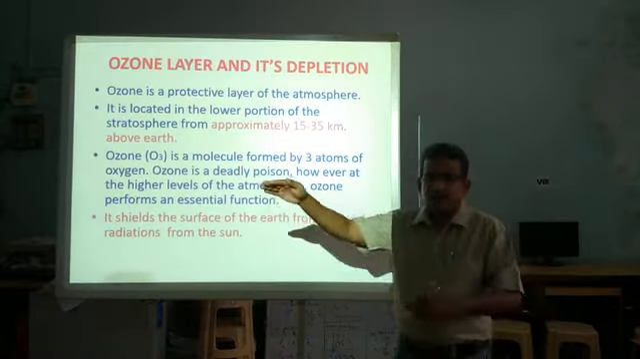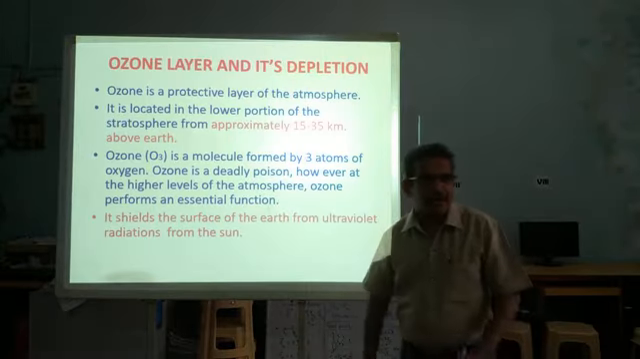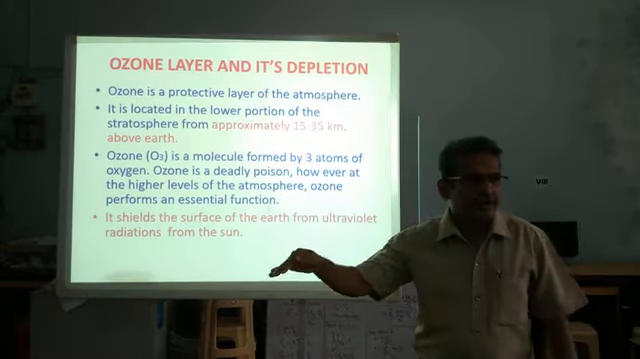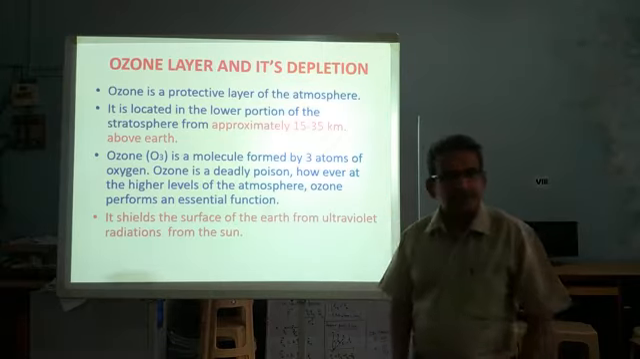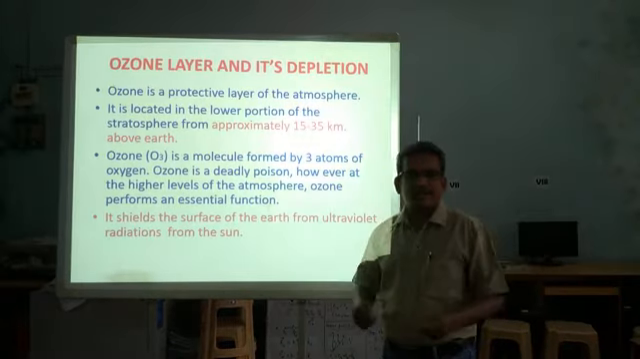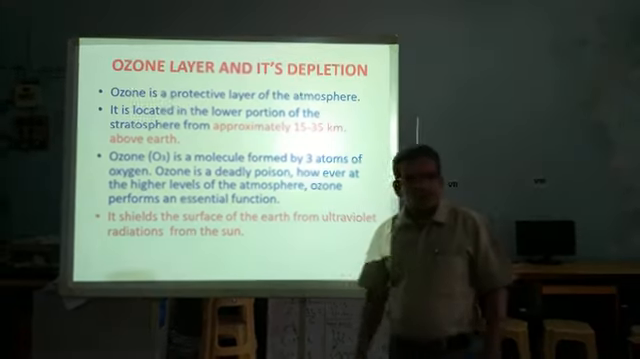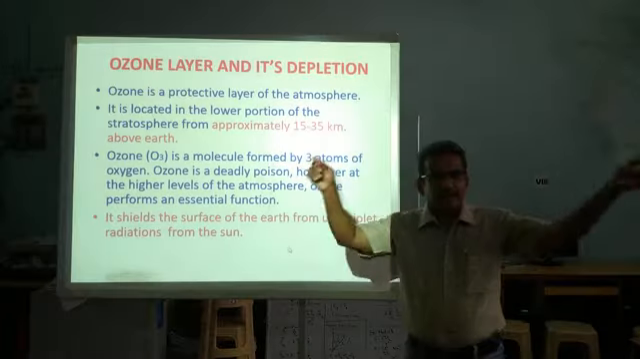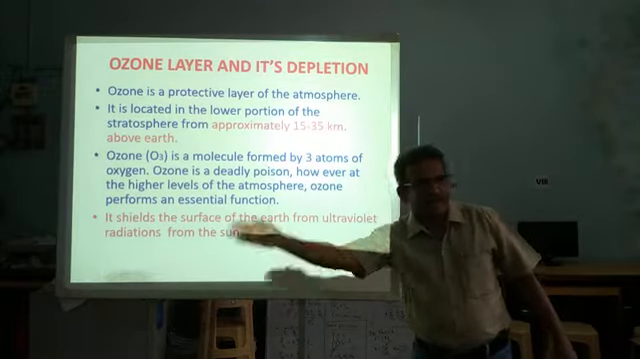So it prevents the entry of a major part of the harmful ultraviolet radiations present in the sun. That is why we are much concerned about the ozone layer. Or rather, the ozone layer is acting as a blanket for us.